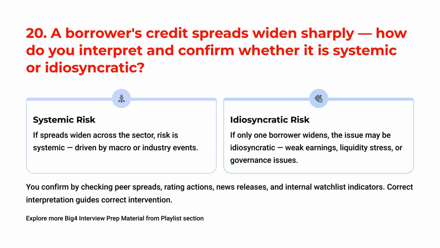A borrower's credit spreads widen sharply. How do you interpret and confirm whether it is systemic or idiosyncratic? If spreads widen across the sector, risk is systemic, driven by macro or industry events. If only one borrower widens, the issue may be idiosyncratic: weak earnings, liquidity stress, or governance issues. You confirm by checking peer spreads, rating actions, news releases, and internal watchlist indicators. Correct interpretation guides correct intervention.